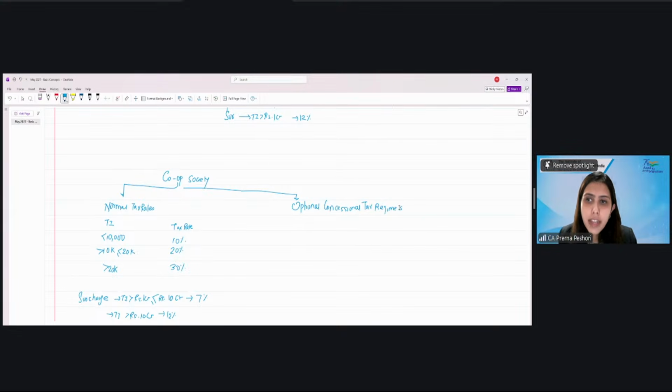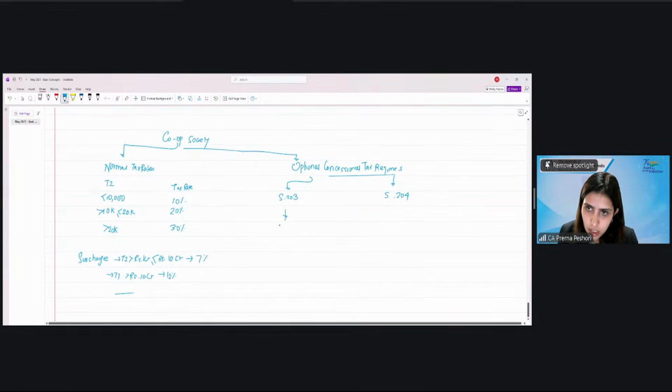The optional concessional tax regime, either under section 203 or 204. So what is section 203? A cooperative society which is resident in India can opt for a 22% tax rate. But it has to fulfill certain conditions, like it cannot claim certain deductions and exemptions.